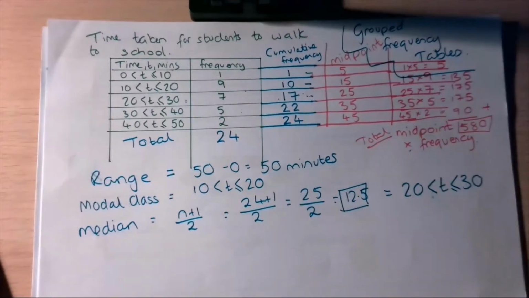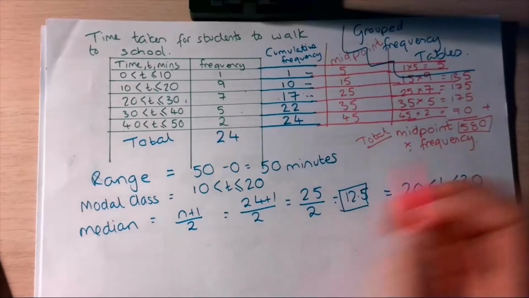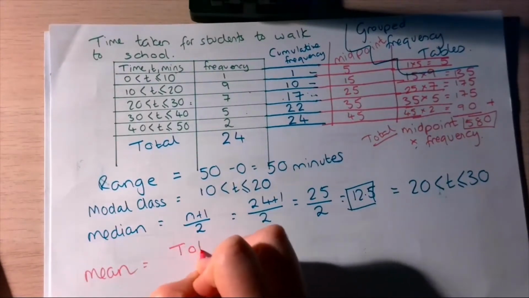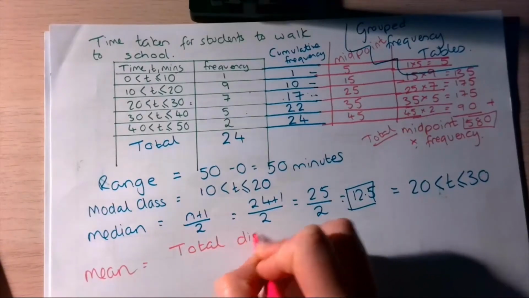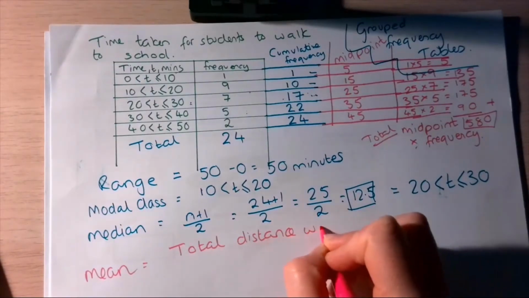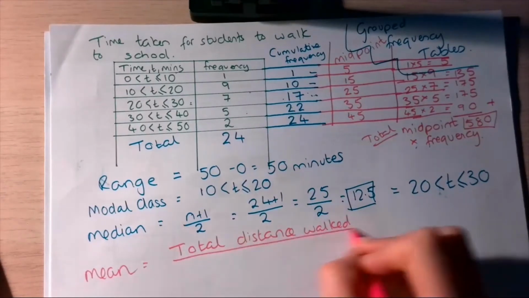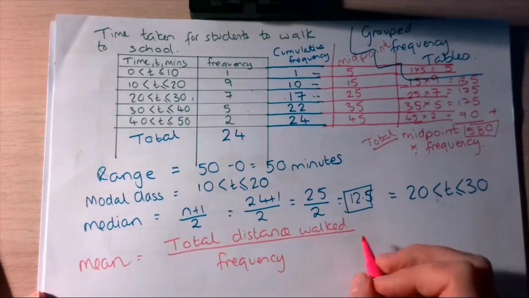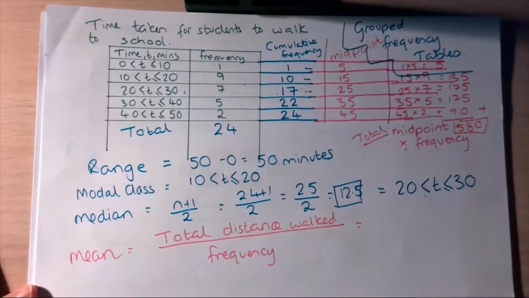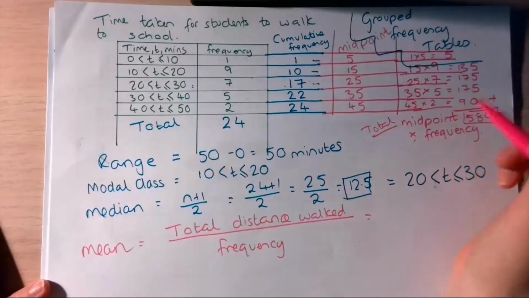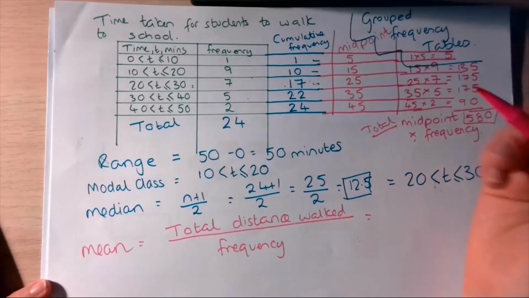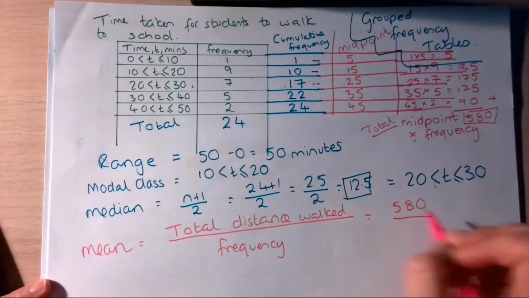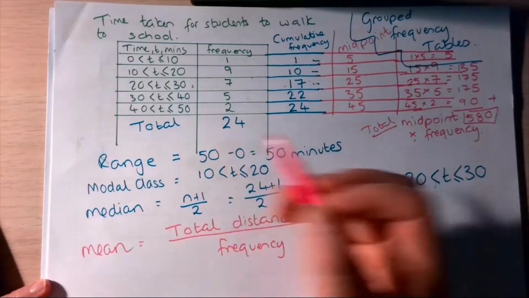So we've got 580 there, and we're going to now find the mean. It's essentially total distance walked divided by frequency, how many people there were. And all of this working out here in the pink was to calculate an estimate of the total distance walked, and we figured that to be 580. And the frequency, total frequency, is the 24 students who did that.